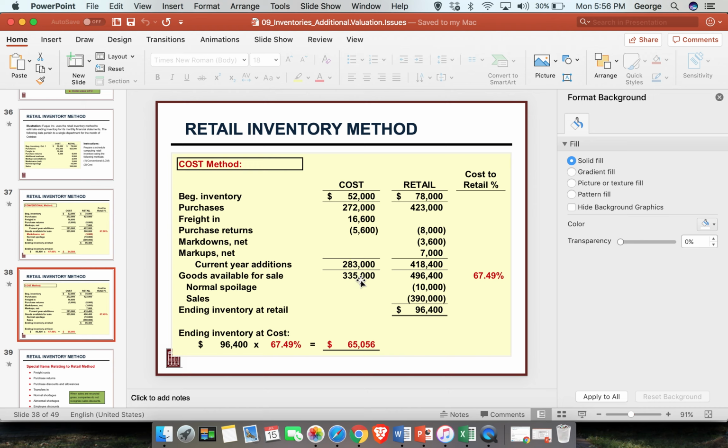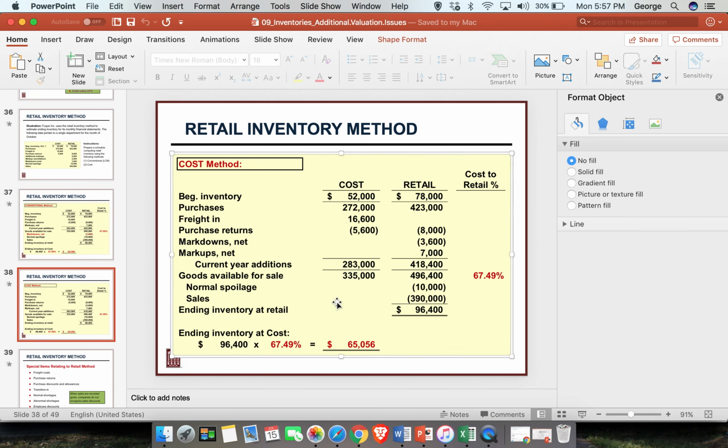And then on this side, it's 335. I think it's the same as before, 335. So 335 divided by 496.4, because the markups are now up here, we get a little higher rate, 67.49, multiplied by my inventory of 96.4, right? So the goods available, 496.4, less spoilage, less sales. So ending inventory at retail is 96.4 multiplied by the rate of 67.49%, and 65,056 would be my amount for inventory using this approach.